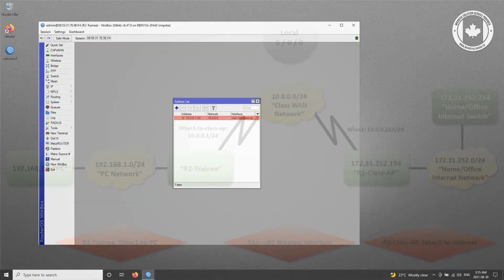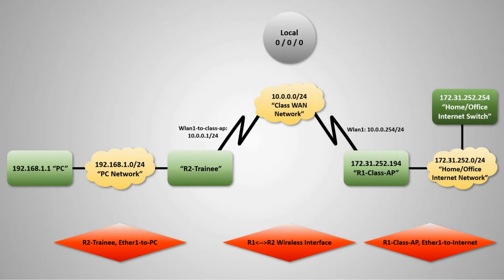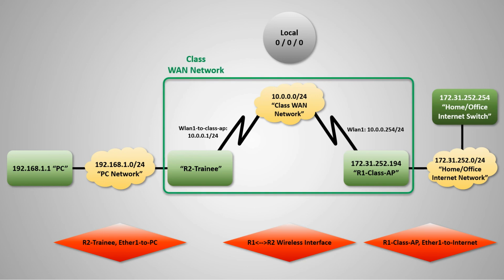Well, there you go. This video was the third section of the MTCNA home lab network, and we have finished the wireless connection between the class AP and the trainee router.